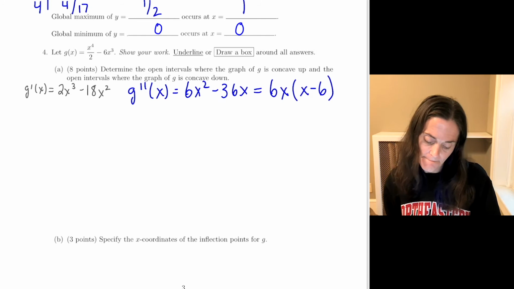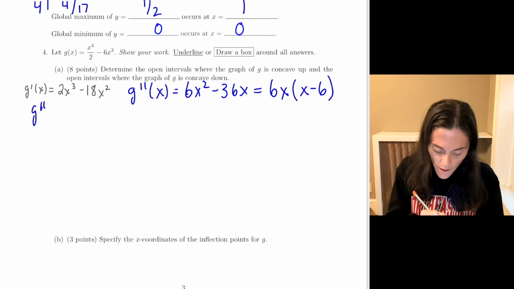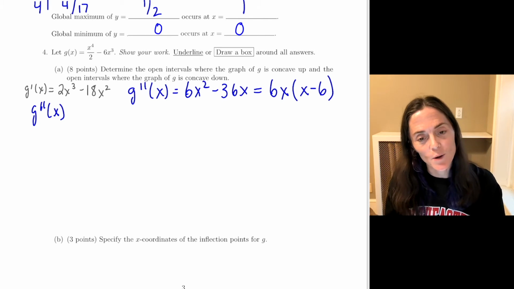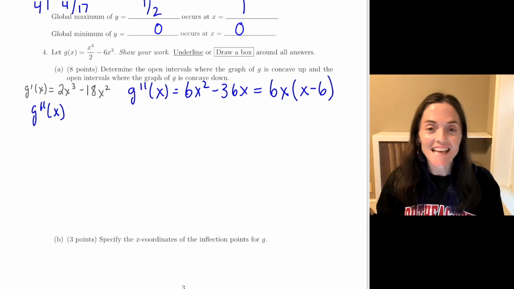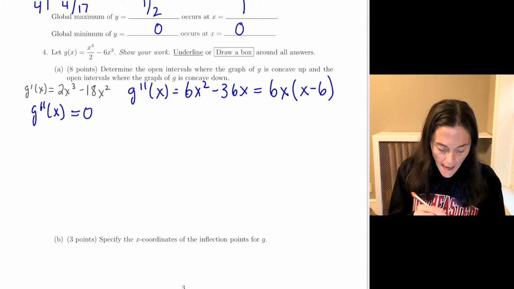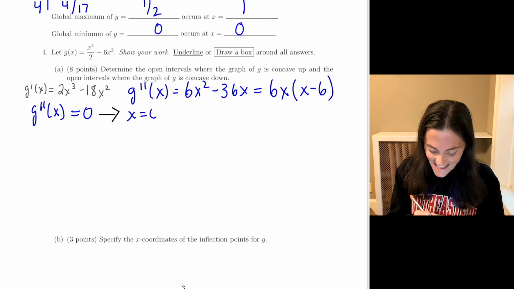Okay, so the second derivative. First of all, the domain of this function is minus infinity to infinity. It's a polynomial. The second derivative exists everywhere. Really, we just need where is this 0? And this happens when x is 0 and when x is 6.